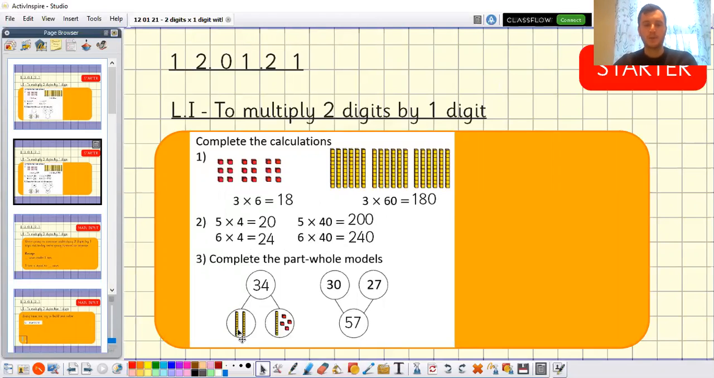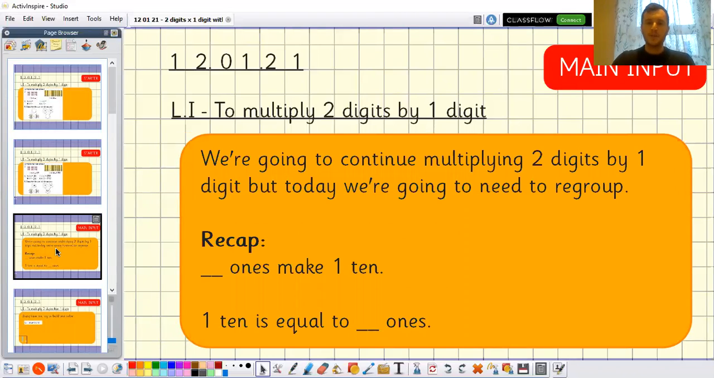At the bottom, 20 and 14 make 34 as our whole, and 30 and 27 as our parts make 57 as our whole. Well done if you managed to get all of those. Moving on, today we're going to continue multiplying 2 digits by 1 digit. Today we're going to need to regroup.